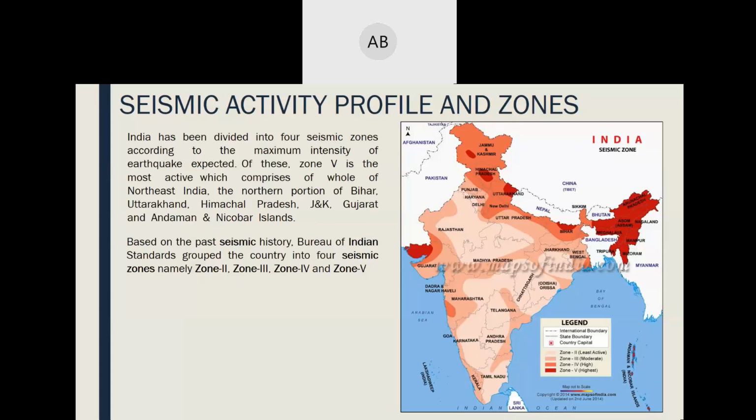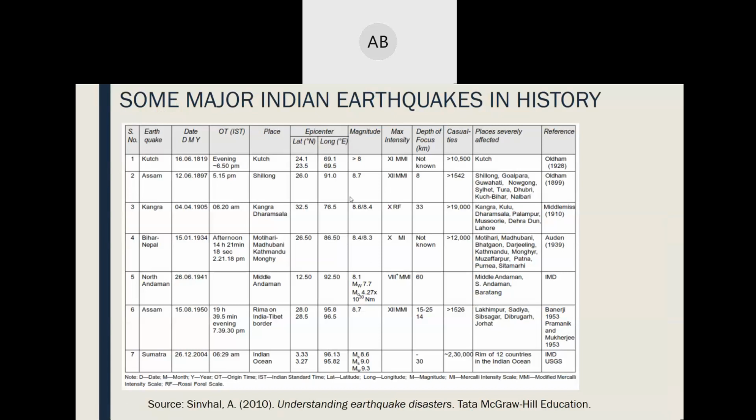Okay, we have to speed up a little bit. So what are the areas? It says zone 5 is the most active, which is the whole of Northeast India, north portion of Bihar, Uttarakhand, Himachal Pradesh, J&K, Gujarat, Andaman Nicobar Islands. So you see Andaman Nicobar Islands is also falling into zone 5. Okay, so I may get disconnected because it is saying another 5 minutes. So let us go on till the time we can continue.